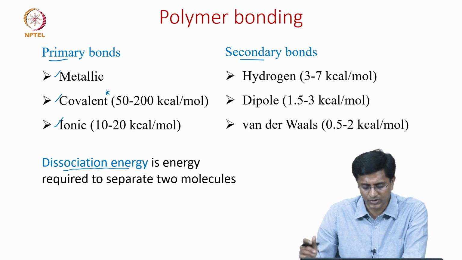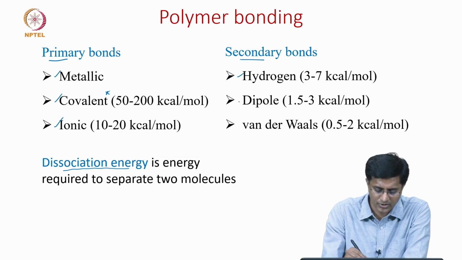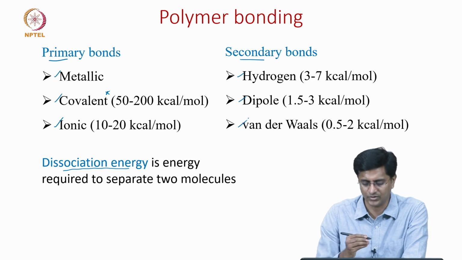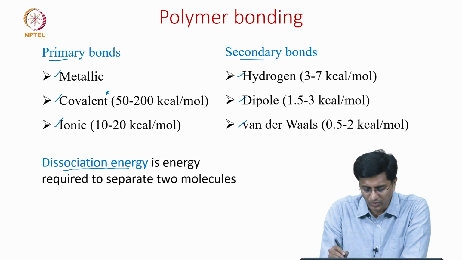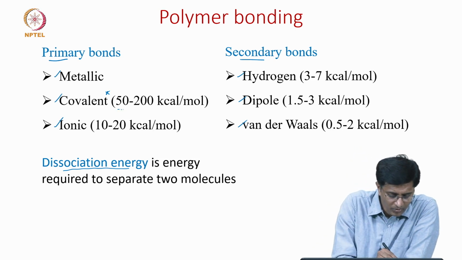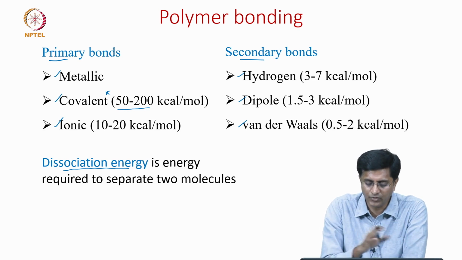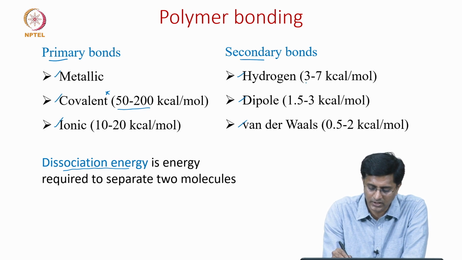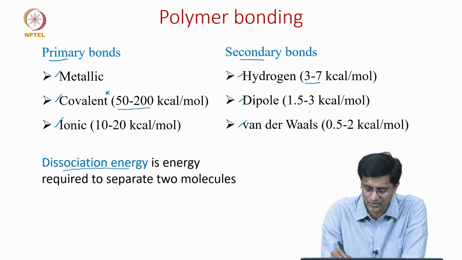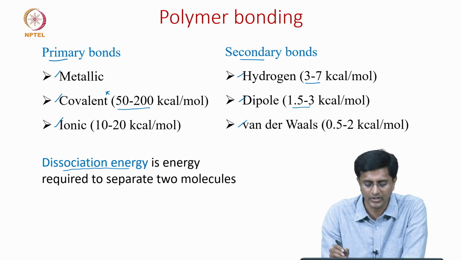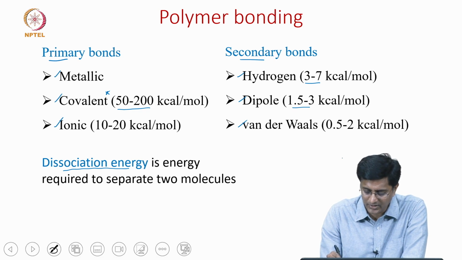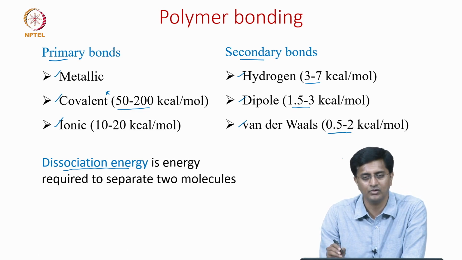Moving to secondary bonds, we have hydrogen bonds, dipole and van der Waals forces. As you notice, the covalent bonds have between 50 to 200 kilocalories per mole. This is the dissociation energy. But when we move to the secondary bonds, this is in the range of 3 to 7 for hydrogen, 1.5 to 3 for dipole, and it is very less, in the order of 0.5 to 2, for van der Waals forces.